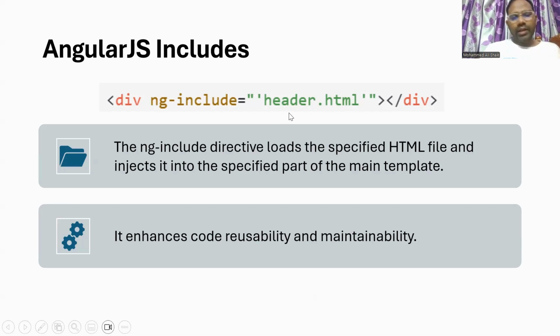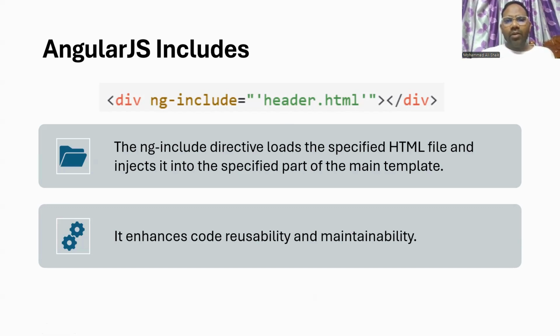So we can use any file. It may be an HTML file or a PHP file. We'll see the PHP file concept in our later videos. So this one is regarding the ngInclude directive. So in AngularJS, the ngInclude directive will allow developers to include an HTML file dynamically within an AngularJS application.